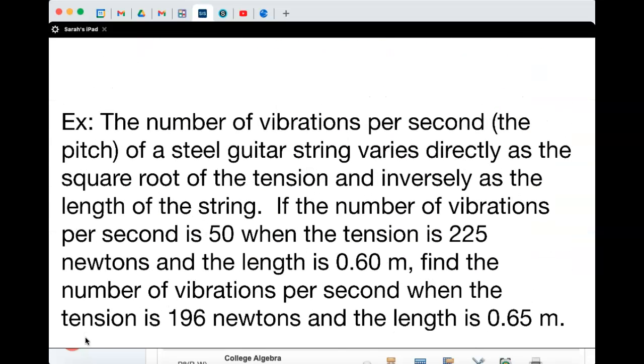Here's our last lovely little equation. Short problem.